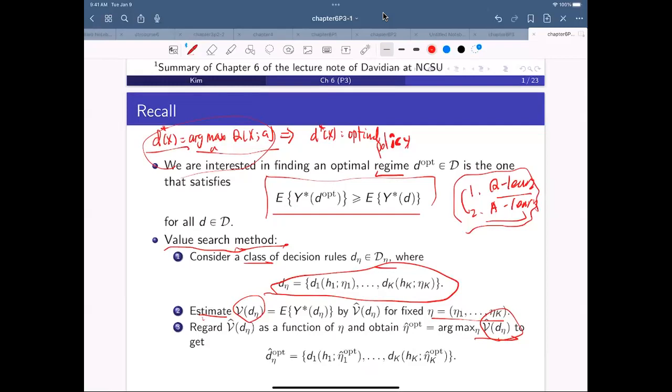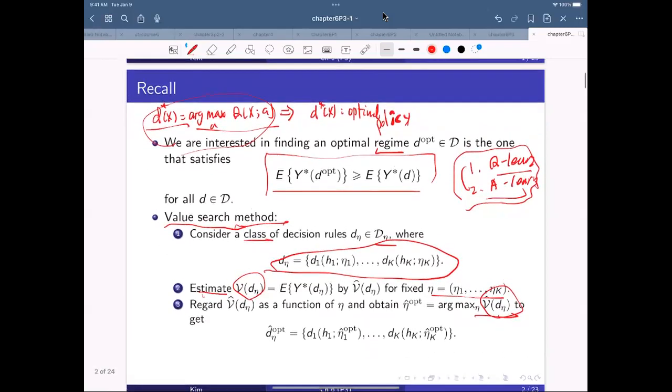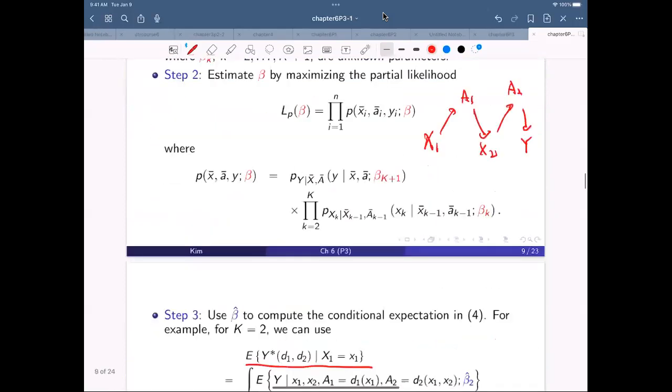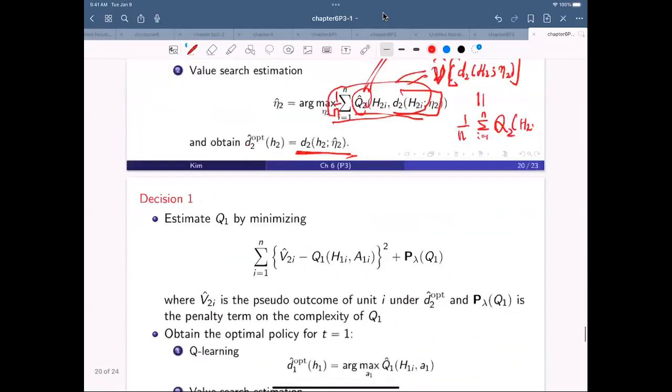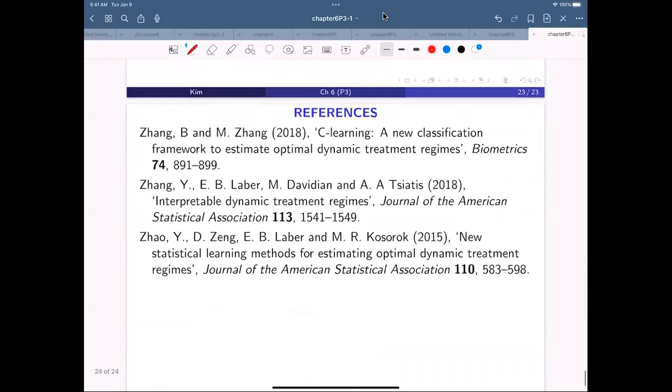Best Q, find what kind of E, to achieve the optimal Q. So really, this is a kind of a doctor's rule. Eta is not the parameter of the Q, because if we're talking about the parameter of the Q function, we need to estimate the parameter based on the data. So we are talking about the interpretable dynamic treatment regime.